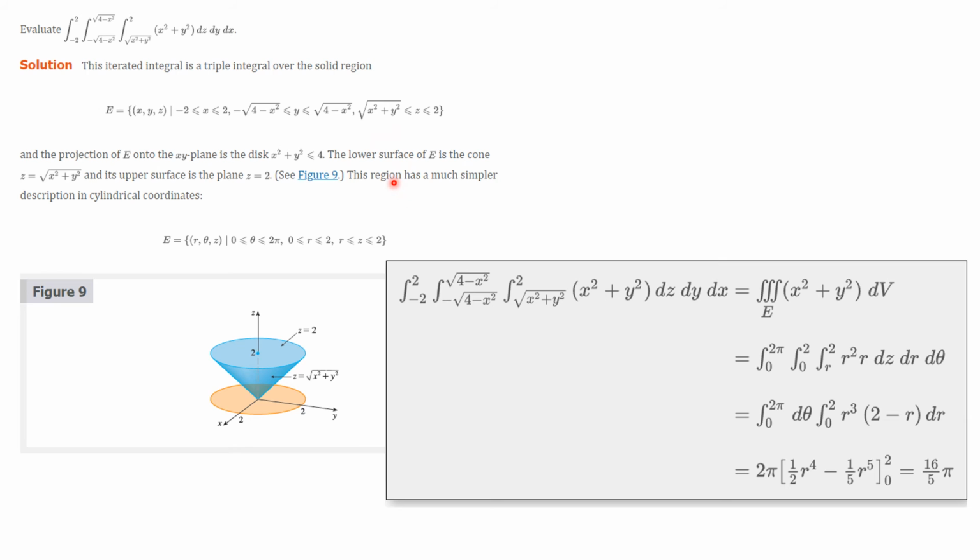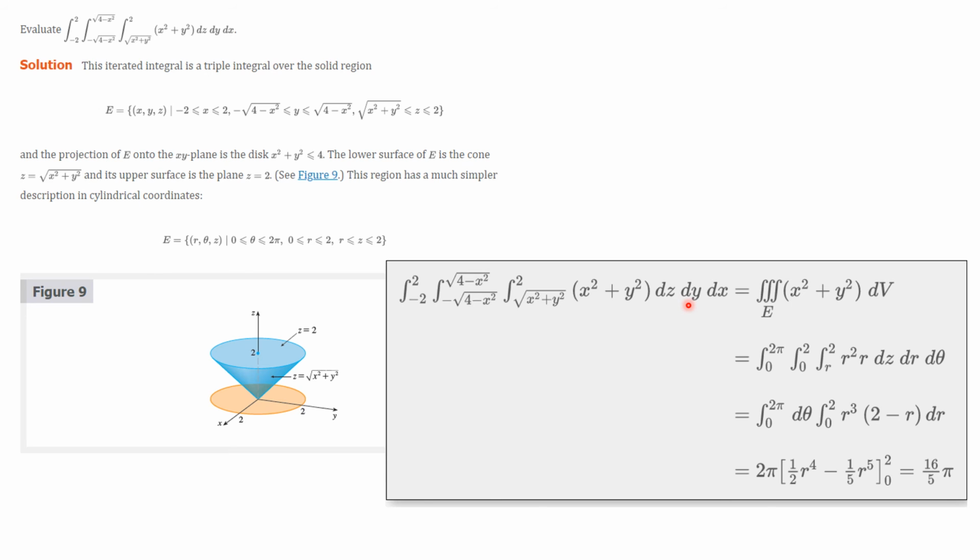Now, the lower surface of E is the cone, z equals the square root of x squared plus y squared. Its upper surface is 2. So this has a much simpler description in cylindrical coordinates. It's r, theta, z. Theta goes from 0 to 2 pi, r goes from 0 to 2, and z goes from r to 2. So we start with this integral, and we make the changes.